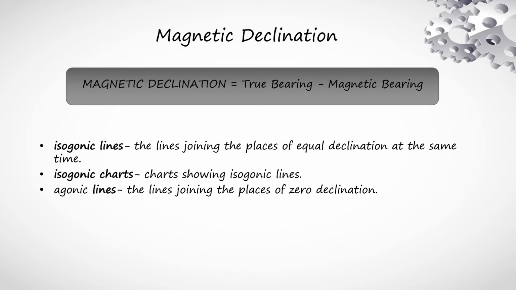The declination can also be obtained approximately from isogonic charts published from time to time by government agencies. The lines joining the places of equal declination at the same time are called isogonic lines, and the charts showing these lines are called isogonic charts. The lines joining the places of zero declination are known as agonic lines.